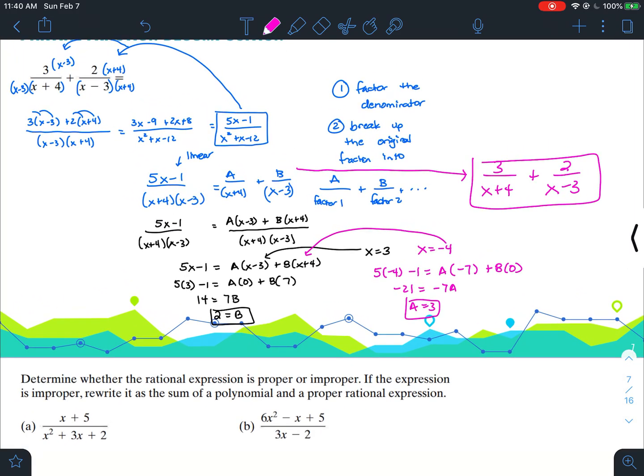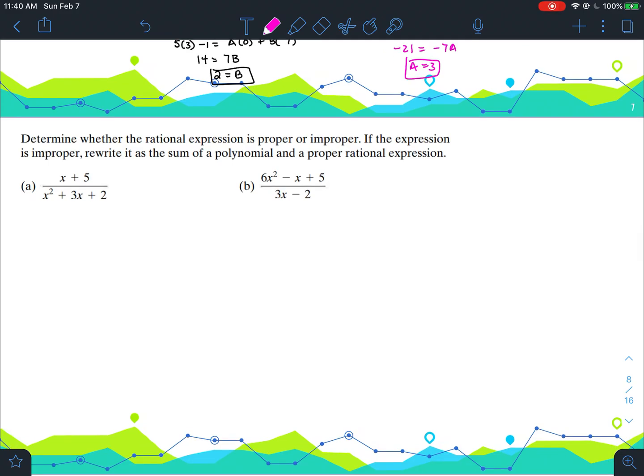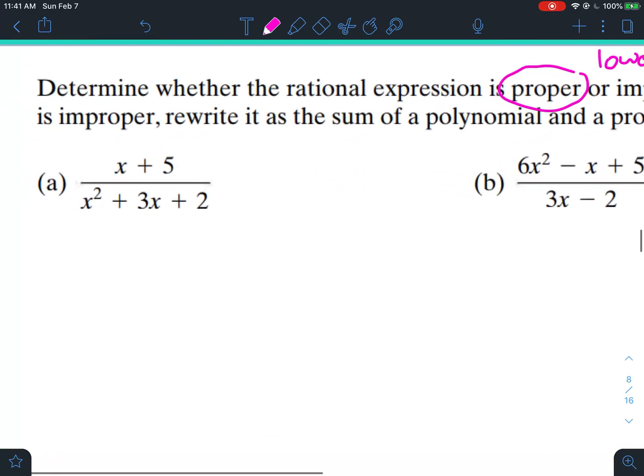And that would be the decomposition of that rational expression. And notice that is what we started with. So determine whether the rational expression is proper or improper. Proper means that it has a lower degree on top, meaning the higher exponent is on the bottom. If it's improper, then we're going to have to do some long division and divide it back out.